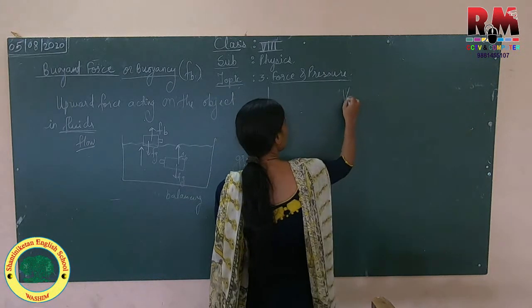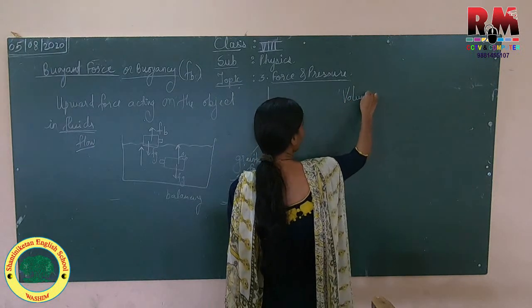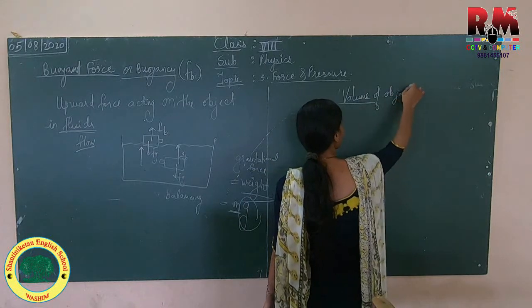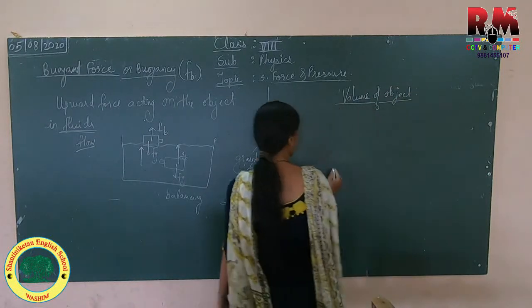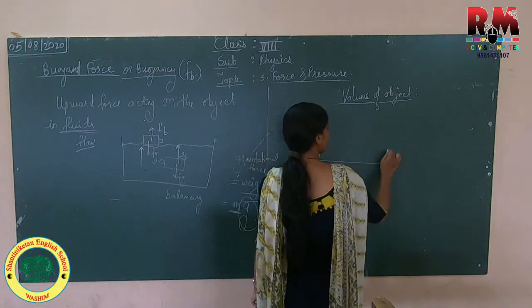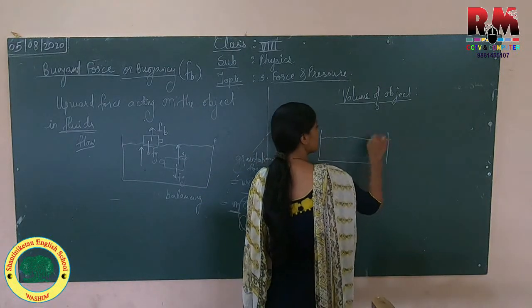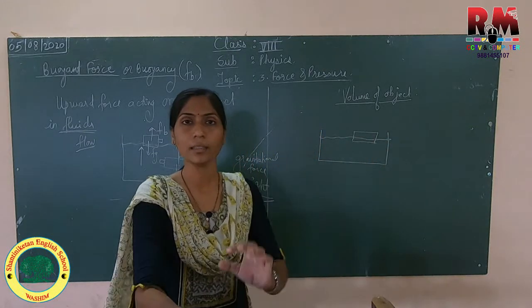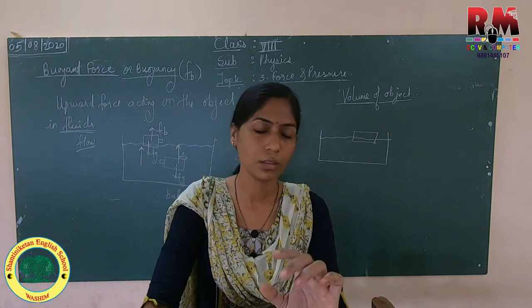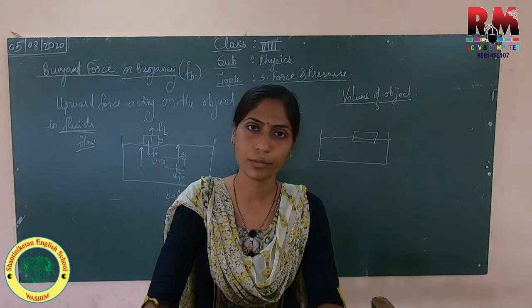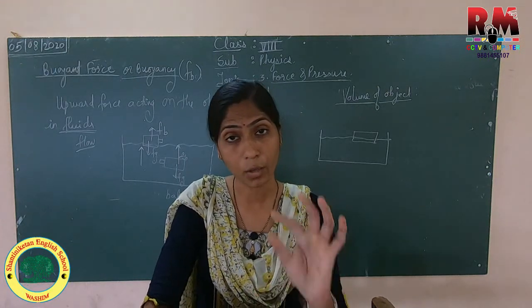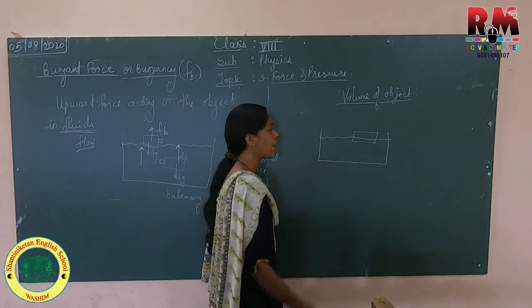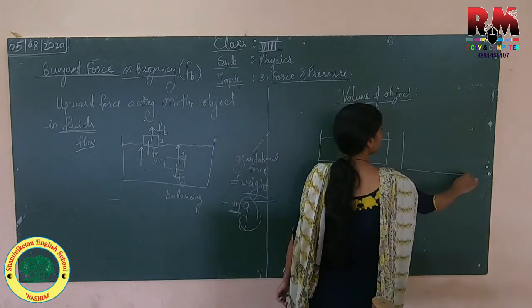Suppose we look into the volume of the object. Volume of object. Now consider this is water. In this I am taking one thin sheet of aluminium foil. Aluminium foil we have now. Just I am placing it in this water, and I am taking the same water.